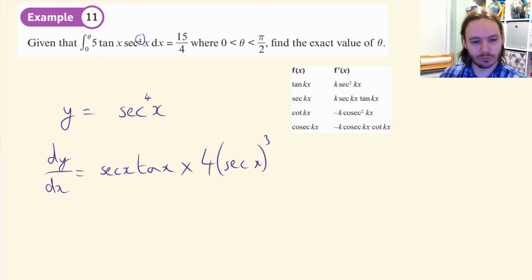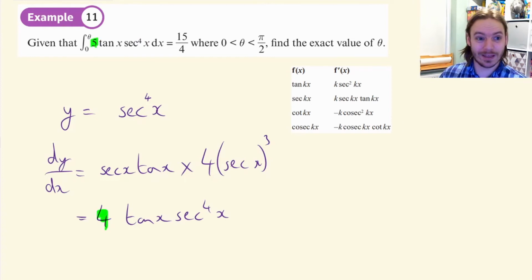Just applying normal chain rule. But then we can tidy this up. This is going to give us 4 tan x and then sec to the power 4x. And you can see this is really, really close to our integral. The only difference is that's a 5 and that's a 4.